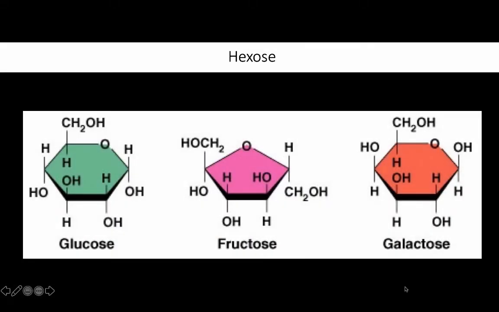Here we have hexose saccharides or sugars. They are labeled as hexose because of their 6 carbons. While glucose and galactose have 6 sides to the rings, fructose only has 5. It's still defined as a hexose sugar because of its 6 carbons.